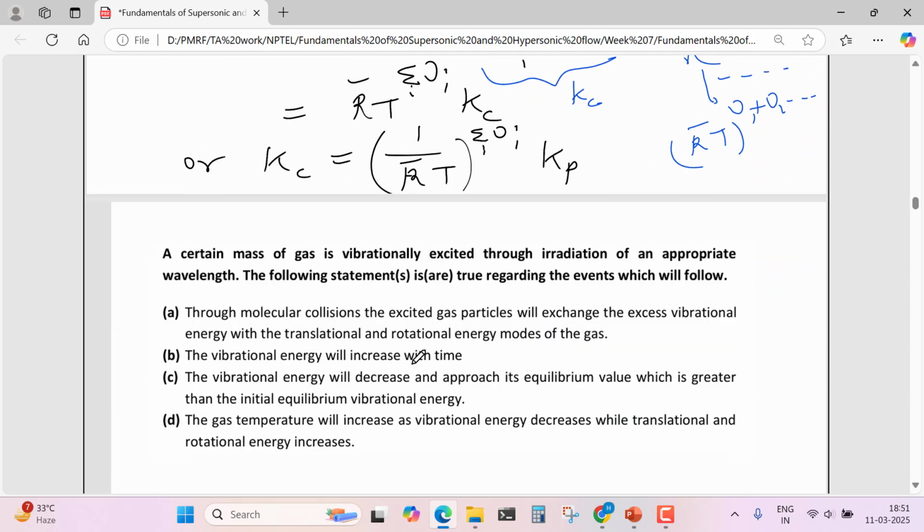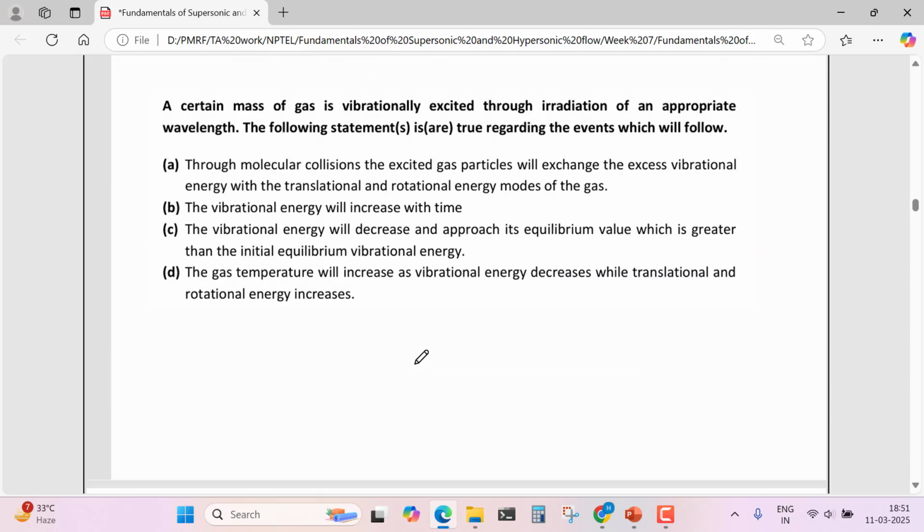Okay, so now we'll see the next problem. This is, you can say, a conceptual question. A certain mass of gas is vibrationally excited through irradiation of an appropriate wavelength. The following statement or statements are true regarding the events which follow.